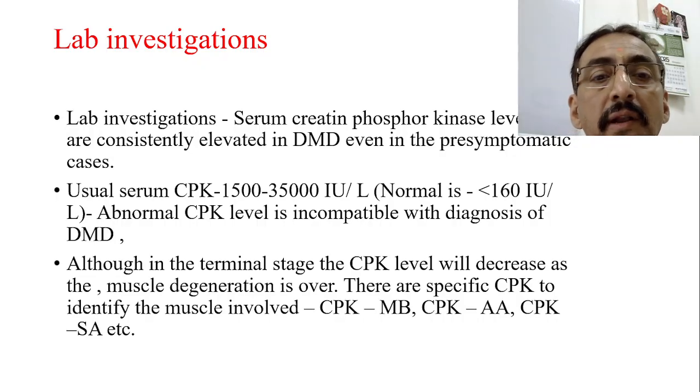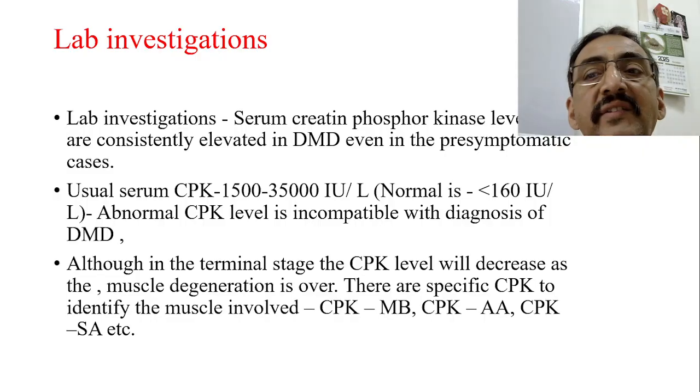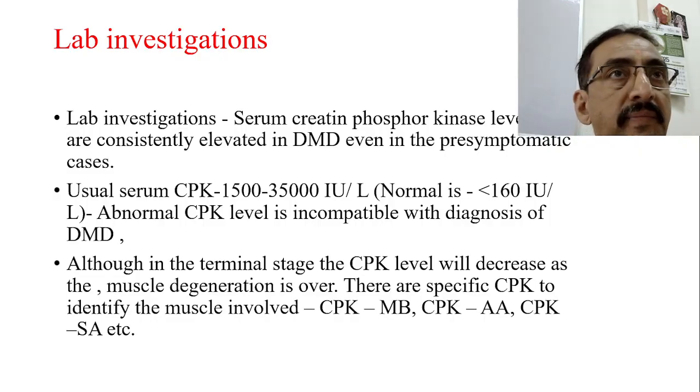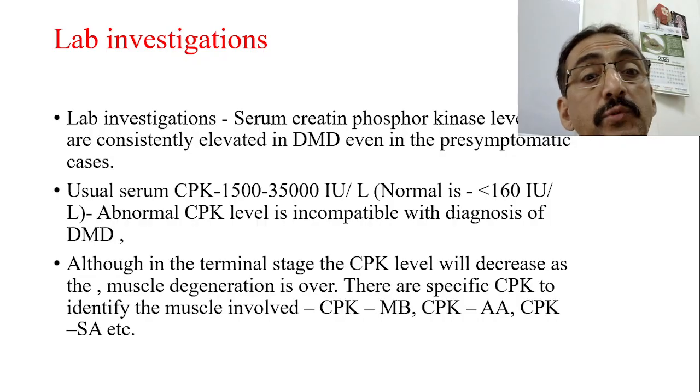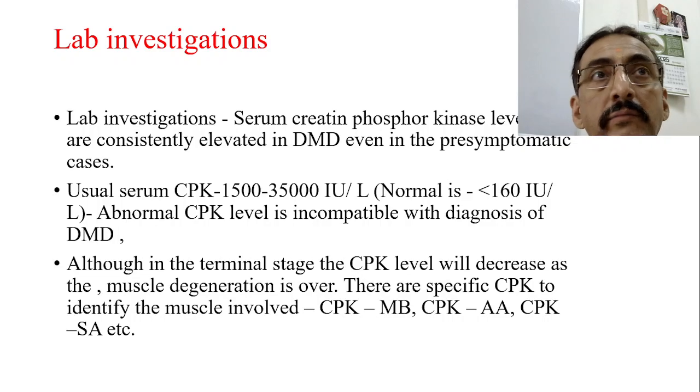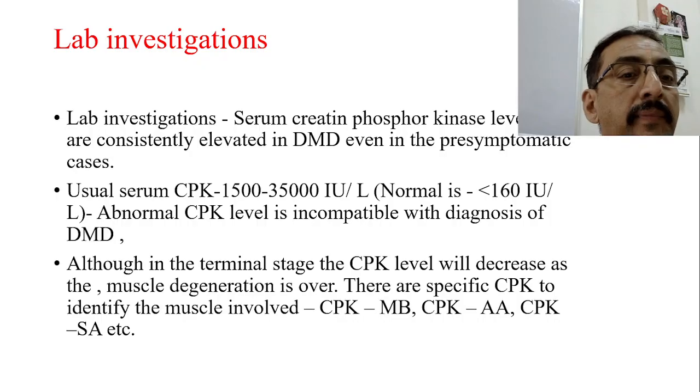What is the normal level? The normal level is less than 160 international units per liter. CPK level should not go beyond 160 per liter. But the abnormal CPK level may reach up to 1500 to 35,000, which is very high. Now this is incompatible with the diagnosis of DMD.